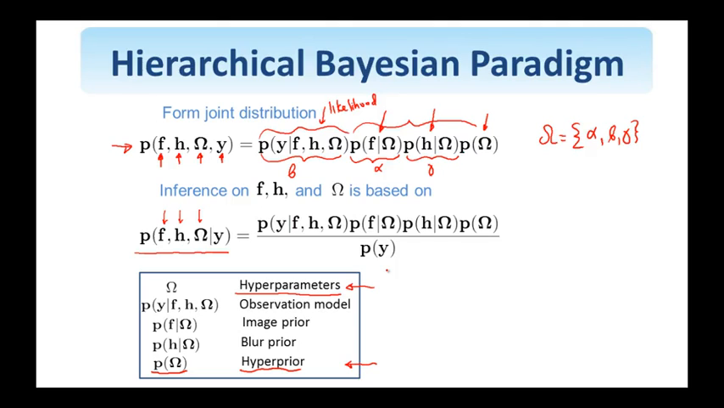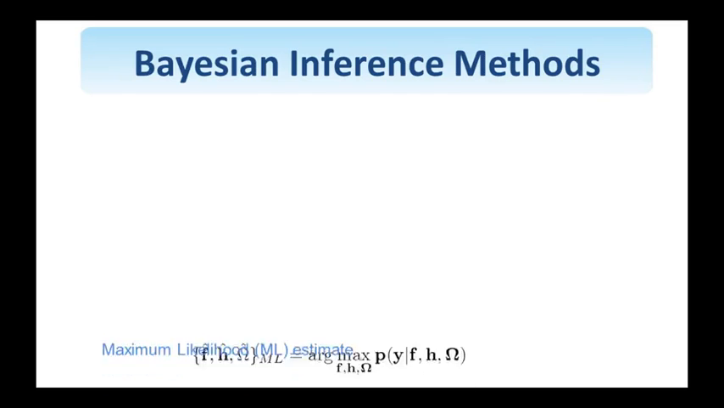So we've introduced two additional parameters, H and omega, but other than that, the framework is again an extension of what we already covered. It's called the hierarchical Bayesian paradigm because in the first stage we model the noise, the original image, and the degradation system, and in the second stage we model the hyperparameters through these hyperpriors.